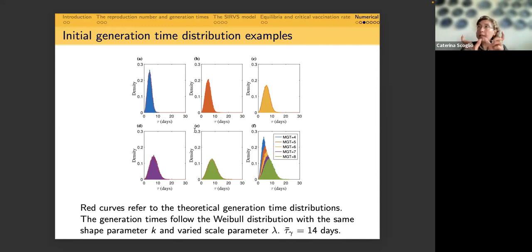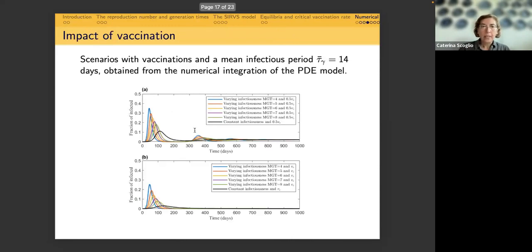So this is a very interesting and useful method if we want to simulate a non-Markovian model, and we have as an input the W tau, the generation time distribution. We can go from that to beta tau, which is the infectiousness profile, and from that, using that for our simulations. And so first we see the impact of vaccination.